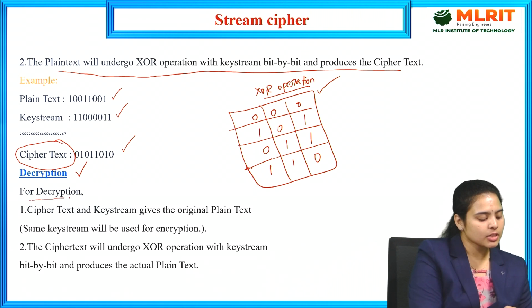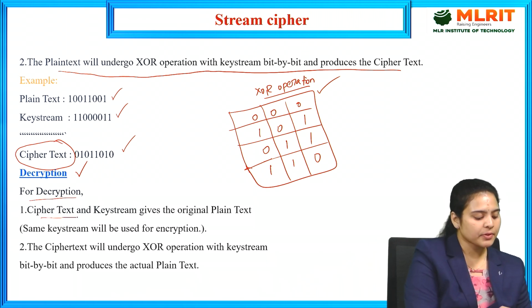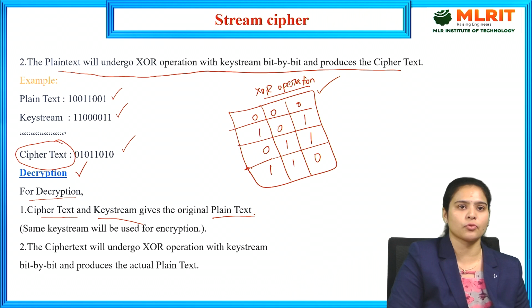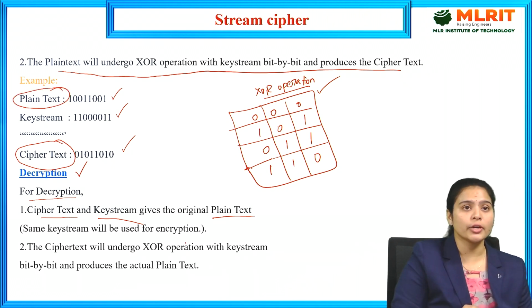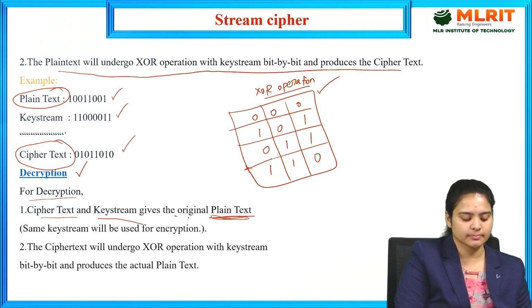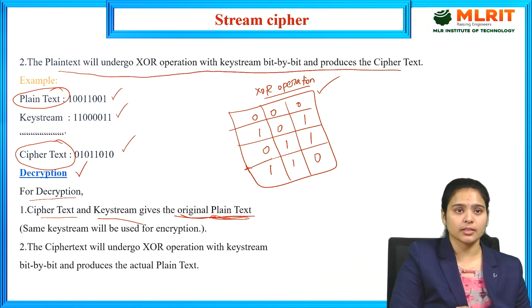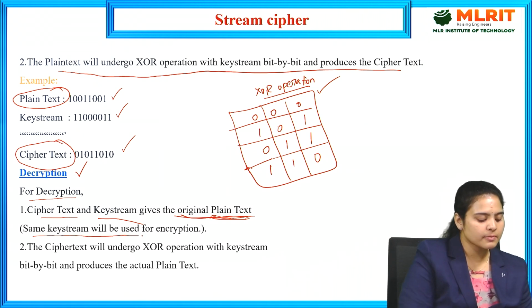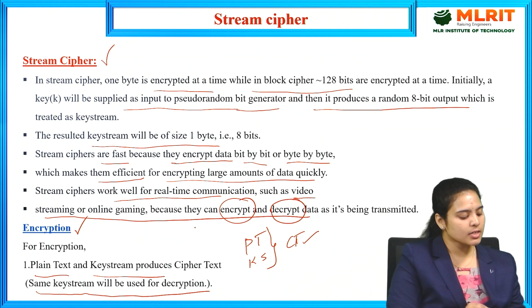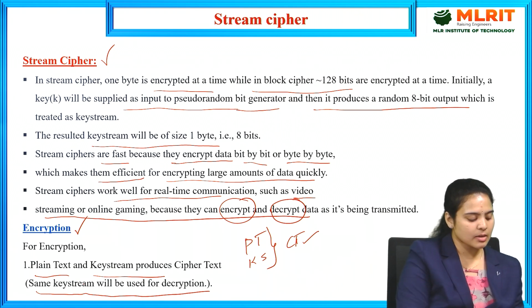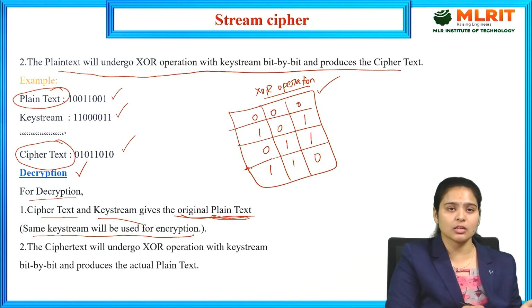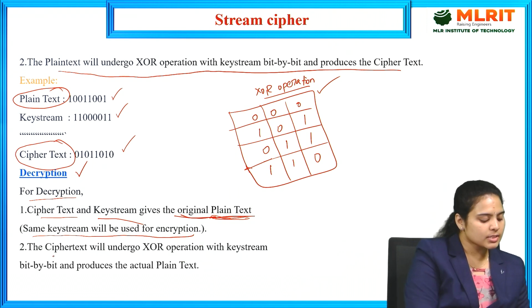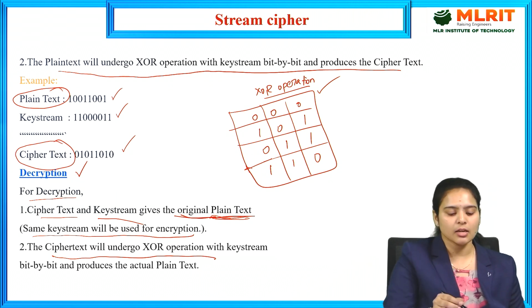See here, for the decryption process, we take the ciphertext and the key stream to recover the original plain text. It gives the output of the original plain text. The same key stream that was used for the encryption process will be used for the decryption process. The ciphertext will undergo the same XOR operation.